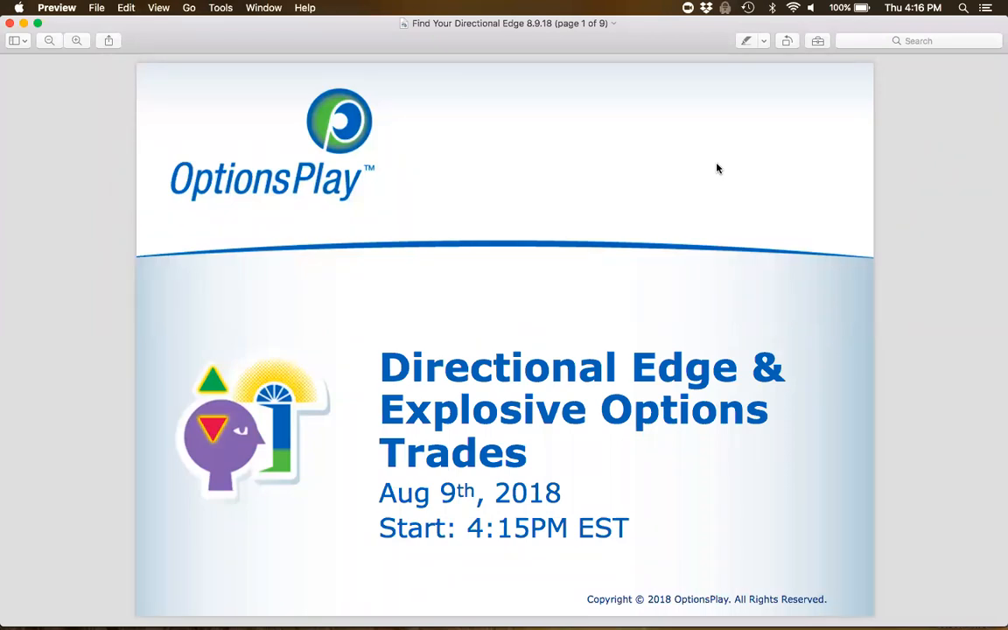And options is really one of the best ways to leverage a directional view because it allows you to apply leverage when you are correct on your views while still limiting your risk when you're wrong on your views. So this is really why we want to look at the indicators that we have provided here to give you that directional edge and then show you how to actually leverage that into an options trade.